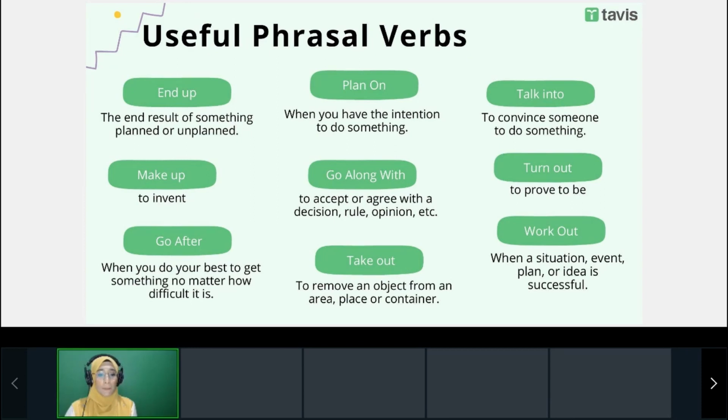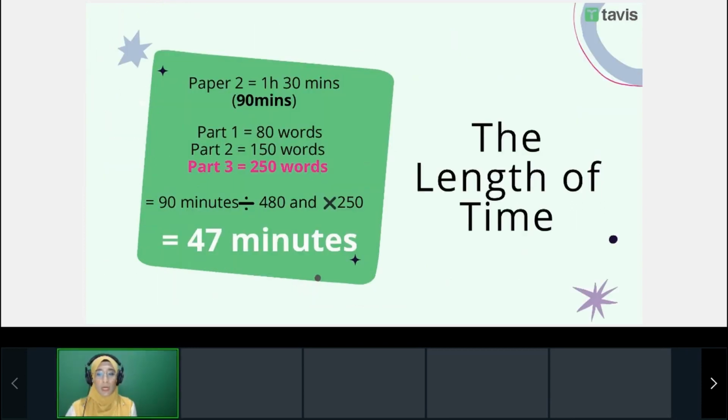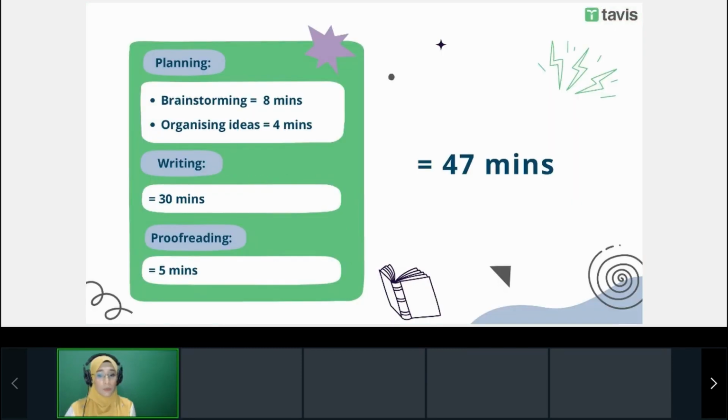Now, let's see the length of time. How long do you need to spend for your part 3? So part 3, you have 47 minutes. So again, another calculation, 90 minutes divided by 480. This is the number of words, then times by the maximum of words, 250 words. So you're now left with 47 minutes. Okay, so how can you do this?